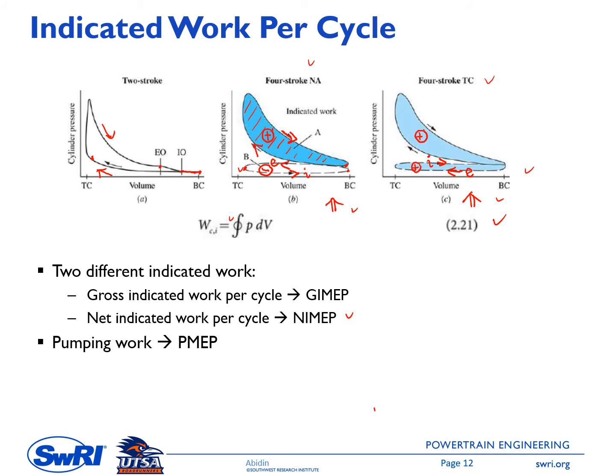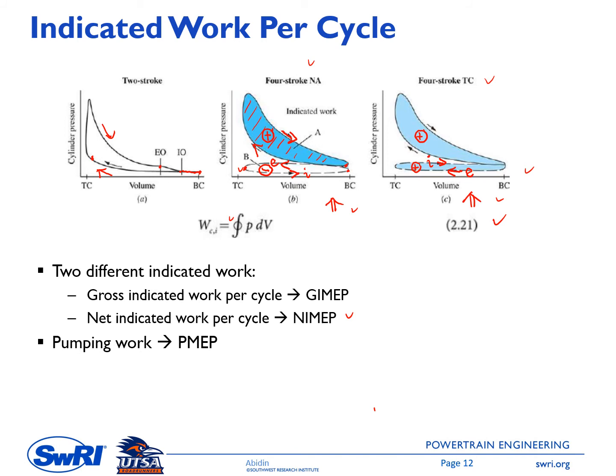Later on you will have a different parameter for each of these indicated works. For example, for the gross, we will have what's called gross IMEP. I think I've introduced this IMEP in Thermo 1 and Thermo 2. I here is indicated, M here is mean, E is effective, and P is pressure.